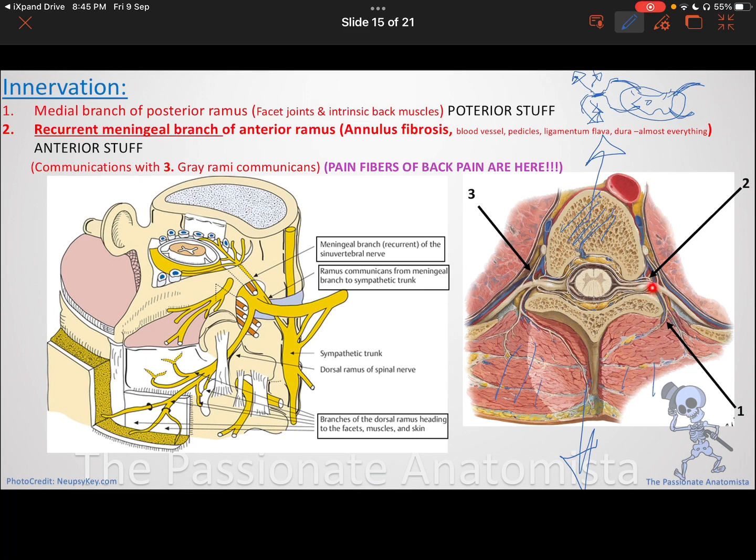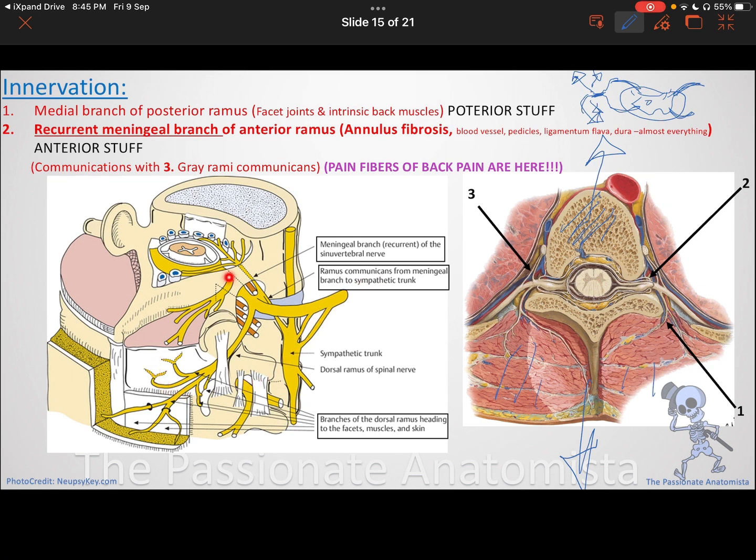And because it's called the recurrent meningeal, of course it supplies the dura mater. Yeah, it supplies the dura, the pedicles, the blood vessels, almost everything anteriorly. And there will also be some communications with the gray rami communicantes, and these rami communicantes are important in transmission of the pain fibers of back pain.